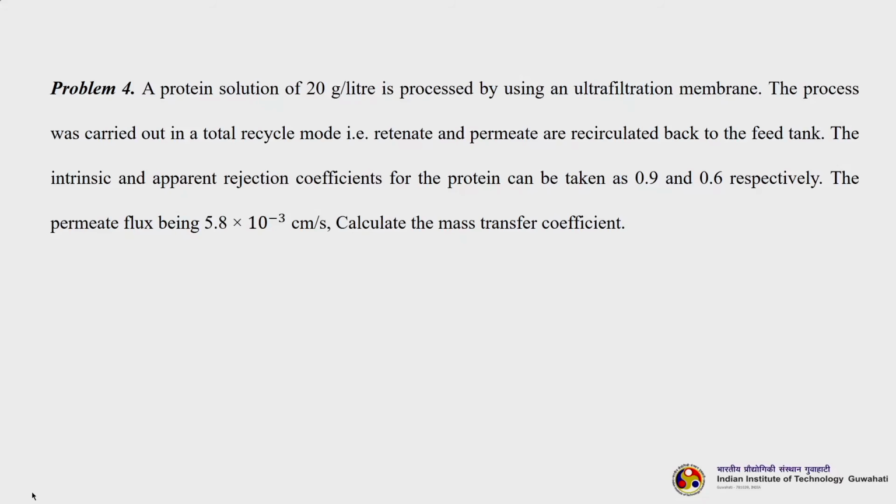It says that a protein solution of 20 grams per liter is processed using an ultrafiltration membrane. The process was carried out in a total recycle mode, that is, retentate and permeate are recirculated back to the feed tank. The intrinsic and apparent rejection coefficients for the protein can be taken as 0.9 and 0.6 respectively. The permeate flux is given to be 5.8 into 10 to the power of minus 3 centimeter per second. You have been asked to calculate the mass transfer coefficient. Let us see how you will do it.